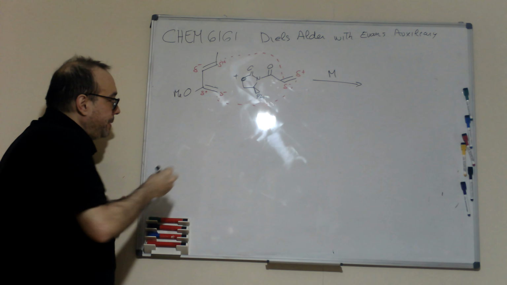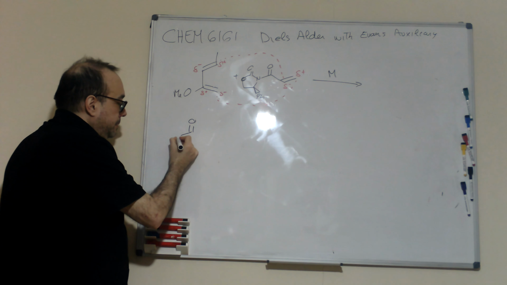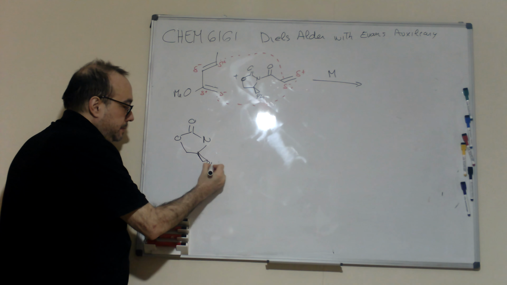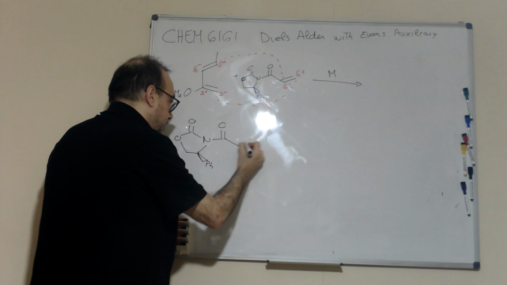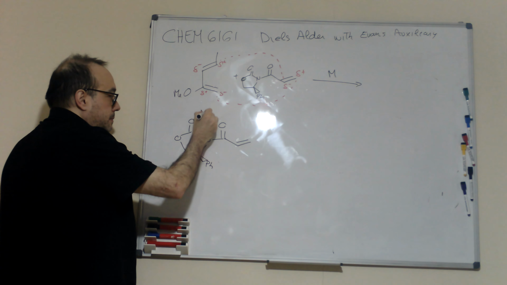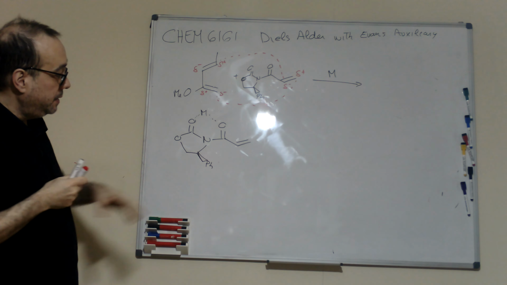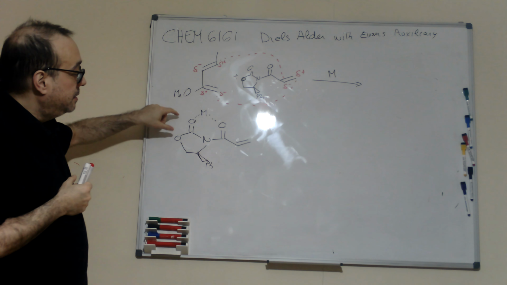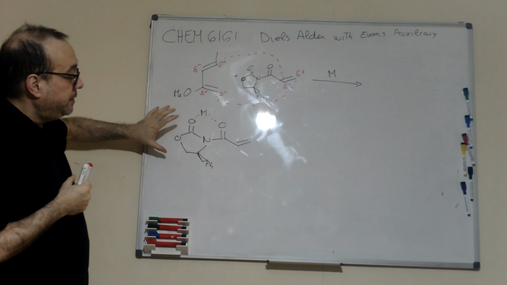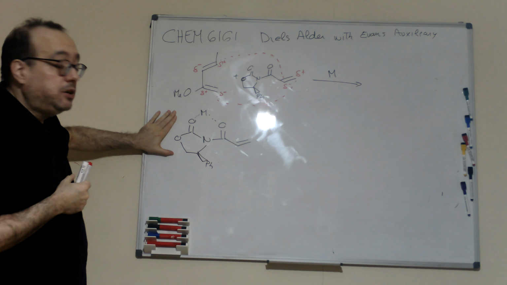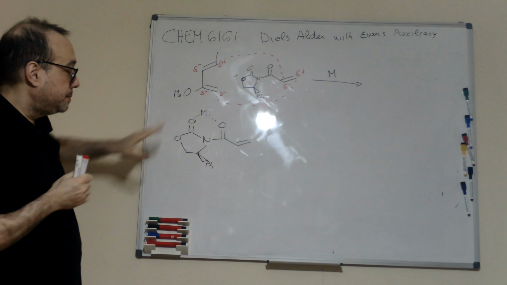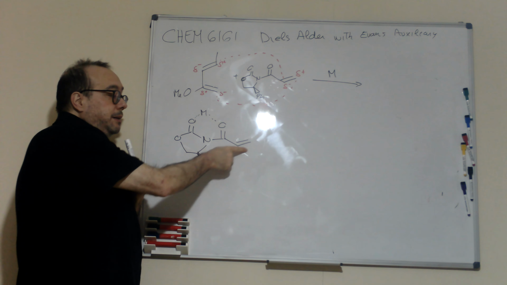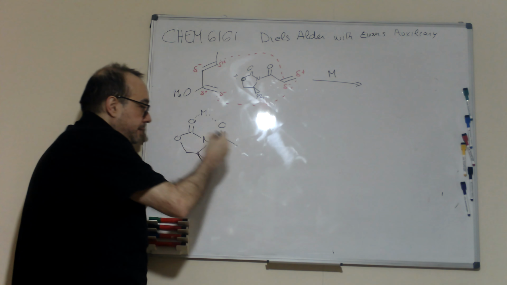When we are using a metal, the first thing that is happening is that we are forming this chelate. That means we are fixing the conformation of the dienophile in this way. Another important thing is that we have two possibilities here. I draw the double bond in this direction, but I can also draw it in this direction.